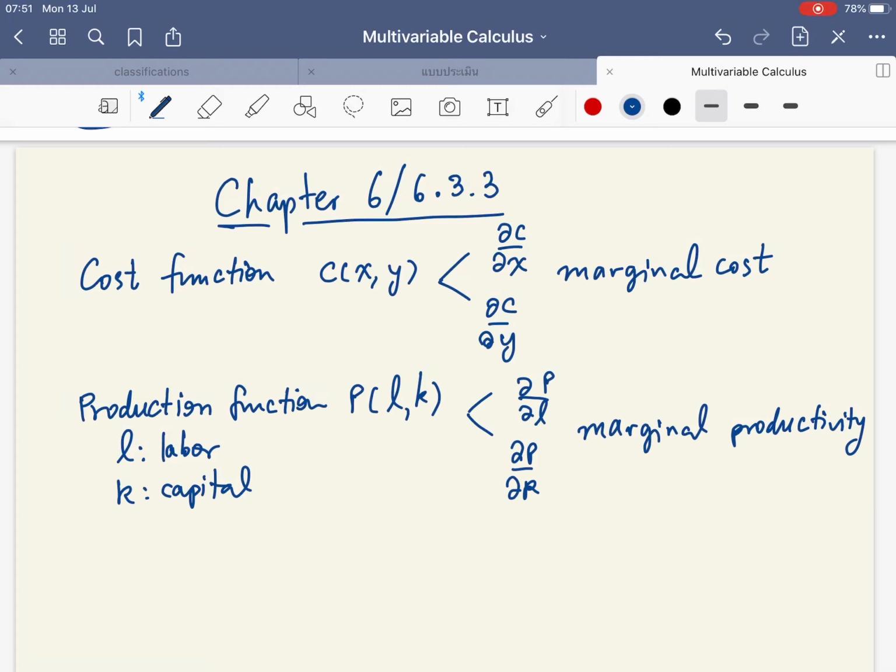Hello everybody. Today we are going to continue our chapter 6. Okay, this one is on section 6.3.3.